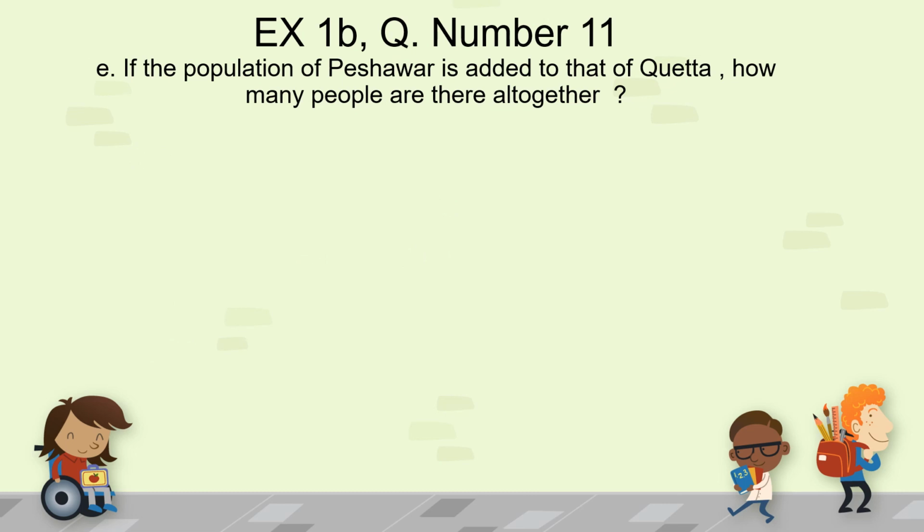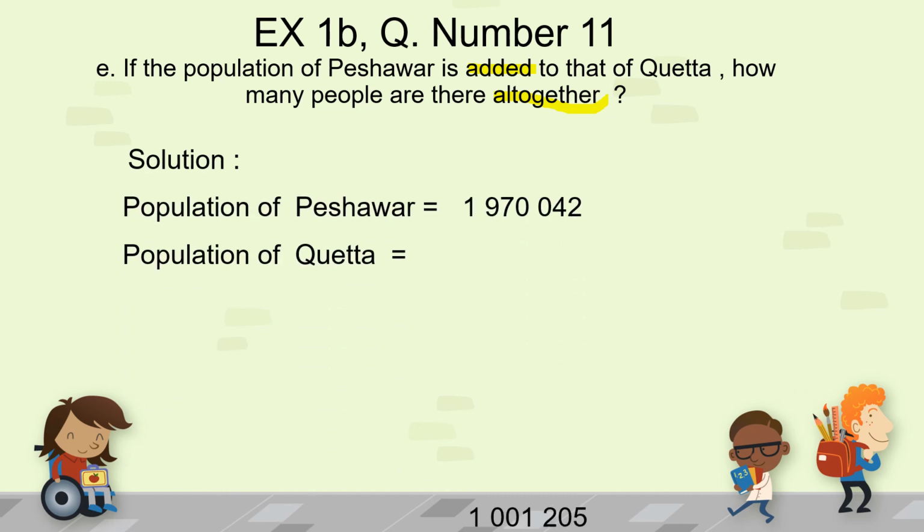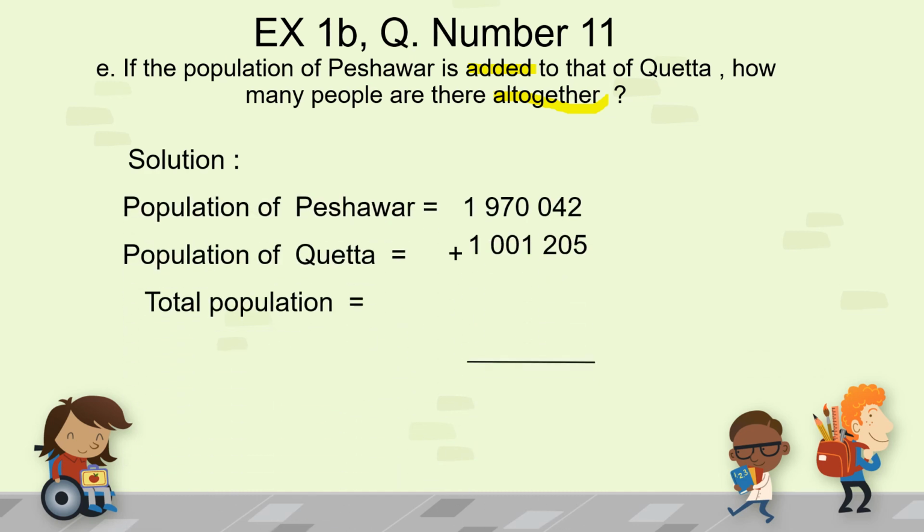Part E is: if the population of Peshawar is added to that of Quetta, how many people are there altogether? Again, altogether and added. So we are going to do the addition of the population of Peshawar and the population of Quetta. So you can see that in total there are 2,971,246 people in these two cities.